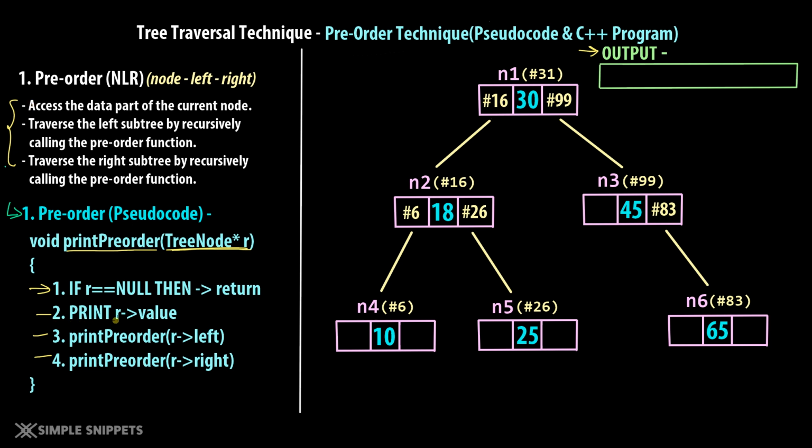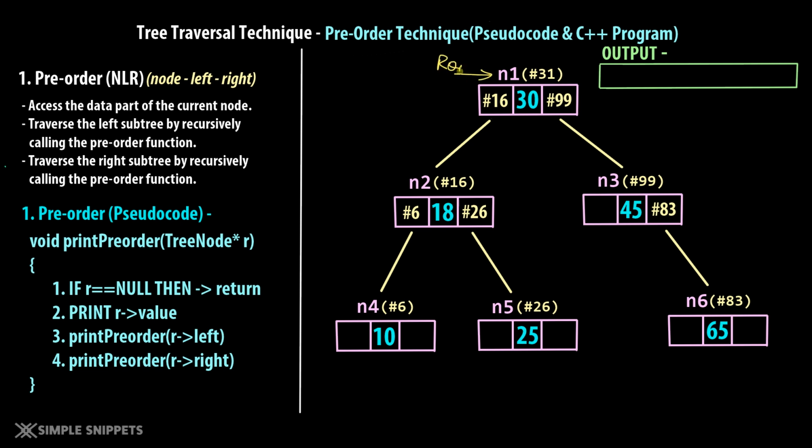Step number 2 is printing the value, that is, accessing the data part. Step number 3 is calling printPreOrder on the left subtree, hence R of left. R would be the current node and R of left would be the left child. Step number 4 is again a recursive call to R of right, which is the right child. So these 2 steps are nothing but recursion. Now that we have a basic overview, let's directly implement this function on our existing binary search tree. So let's call printPreOrder for the first time, and we will obviously start from the root.